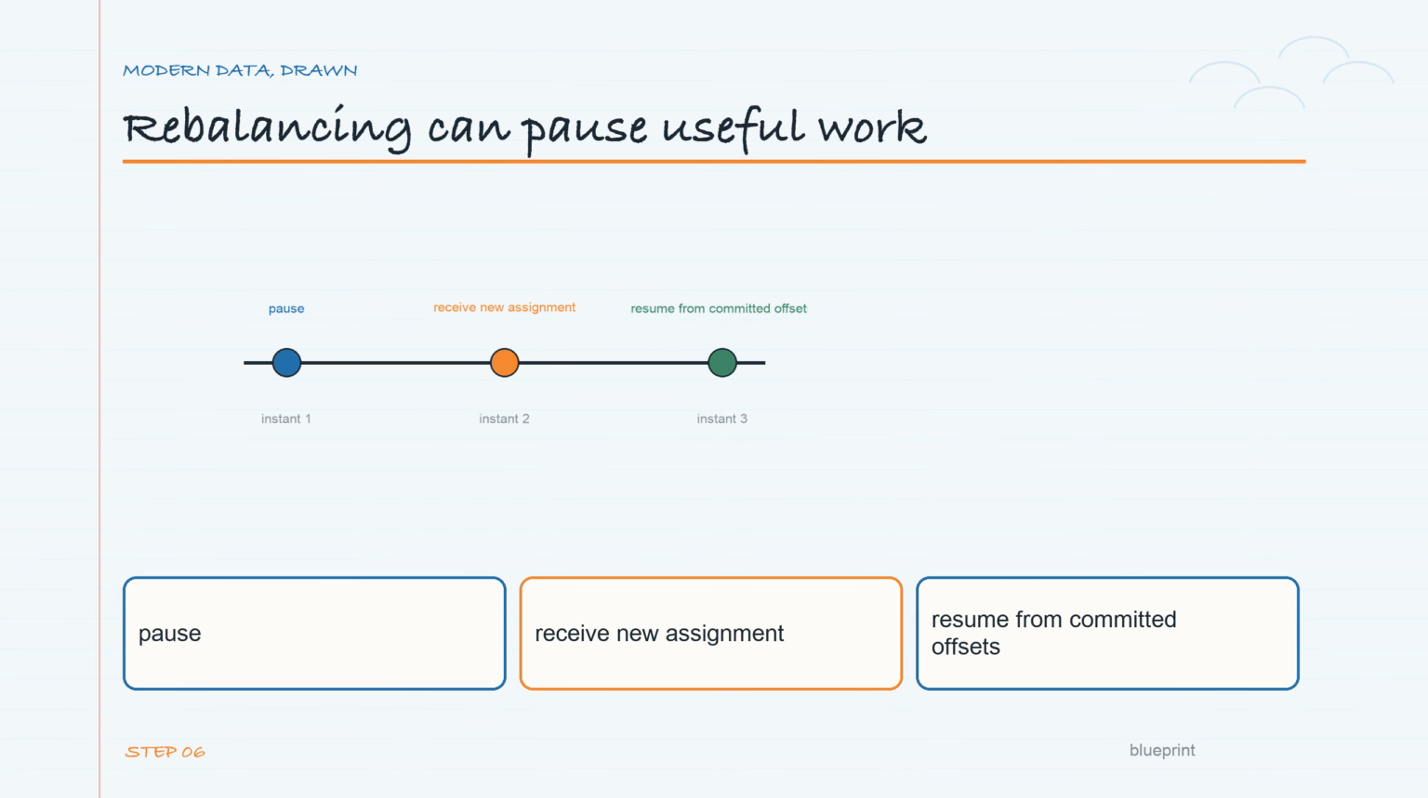During parts of a rebalance, consumers may pause processing while assignments change. Frequent crashes, slow polling, or rapidly changing deployments can therefore reduce throughput. Here is the simple picture to keep in mind. Pause. Then receive new assignment. Then resume from committed offsets.